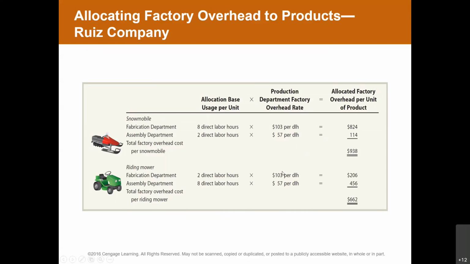And we apply the same concept to the riding mower. 103 times 2 is 206. 57 times 8 is 456. And you add those two together to get us to $662 per riding lawnmower for the factory overhead cost. Does it make sense? Does anyone need any clarification on this?